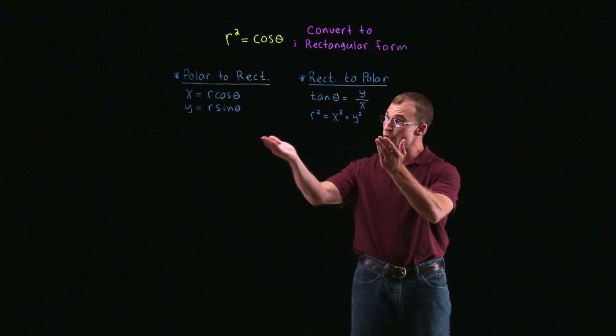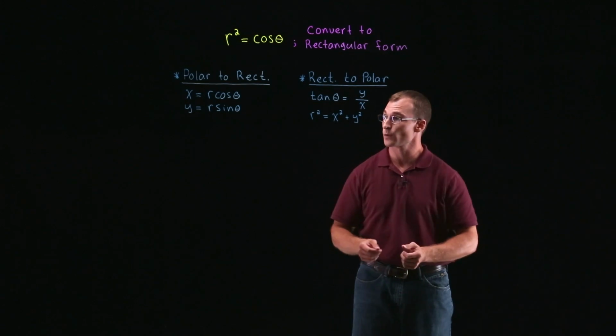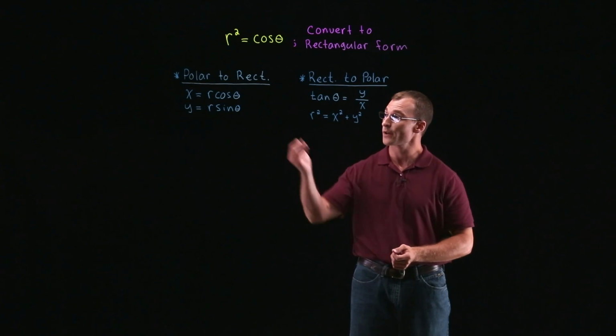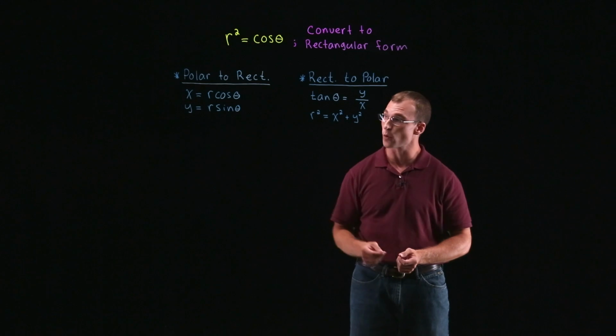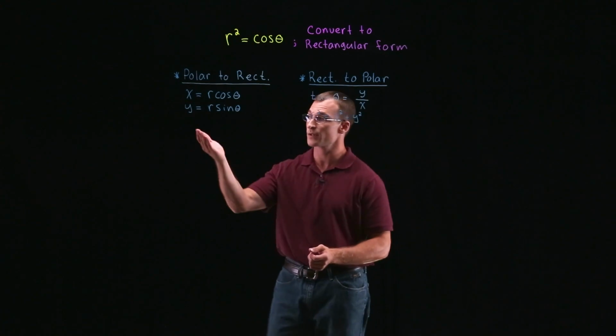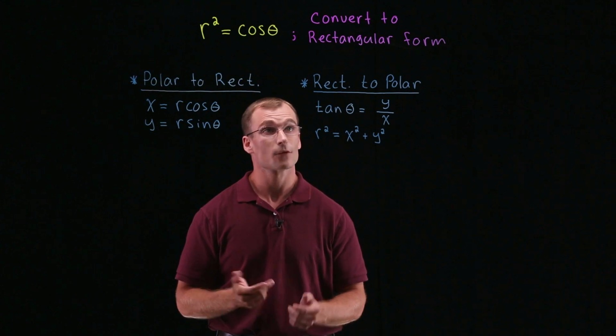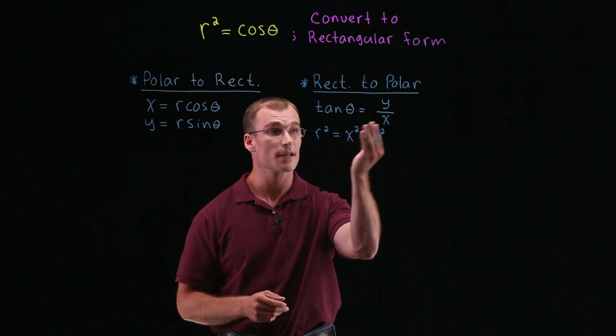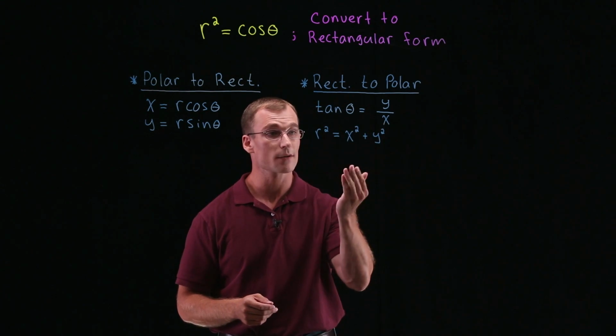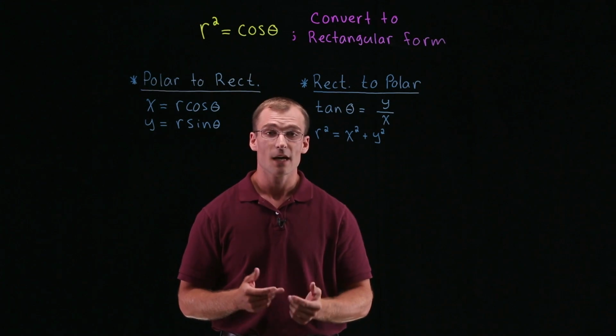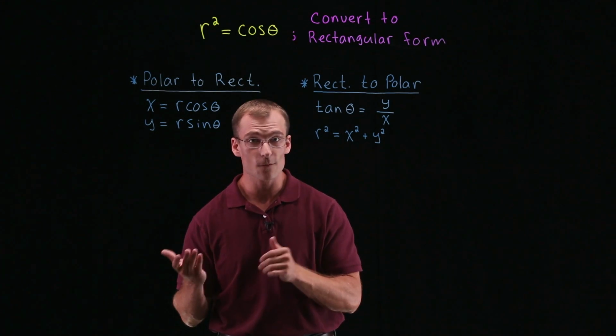Now, to start with, we have these conversion equations when we deal with coordinates. If we wanted to convert polar coordinates to rectangular coordinates, we could use the equations x equals r cosine theta or y equals r sine theta. And from rectangular coordinates to polar, we had tangent theta equals y over x, or r squared equals x squared plus y squared.